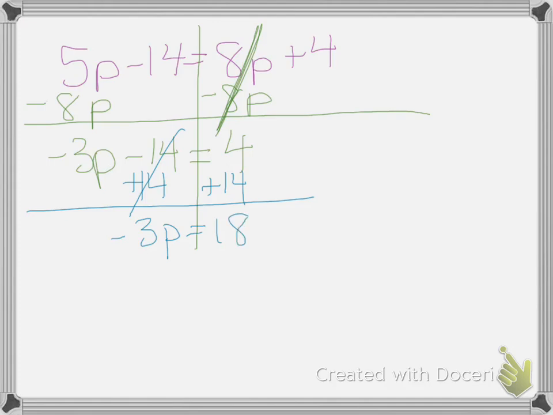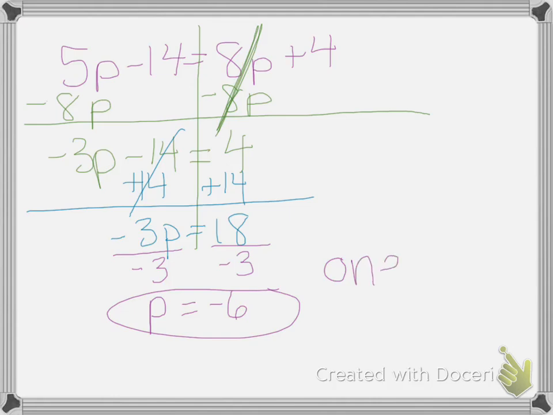And our last step, we don't want to know what negative 3p is equal to. We want to know what just p is equal to. So since negative 3 and p are being multiplied, we divide. When we divide by negative 3 to solve and get p alone, negative 3 divided by negative 3 is 1. So we're left with p equals, and 18 divided by negative 3 is negative 6. So the only way to make this equation true is to have p equals negative 6. So that means this equation has one solution.